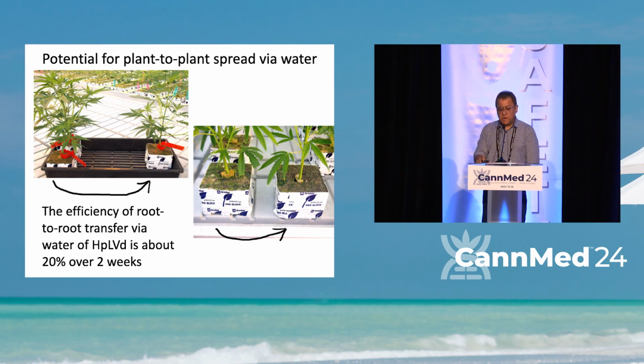We repeated the experiment in the greenhouse environment, and here, infected plants, healthy plant, physically separated. We flooded this tray 3 times a day or twice a day and monitored to see spread. And within 2 weeks, 20% spread occurred from the infected root system over to the other side. 20% is significant when you have 1 million plants. It may not sound like a lot in terms of numbers, but it's pretty significant.